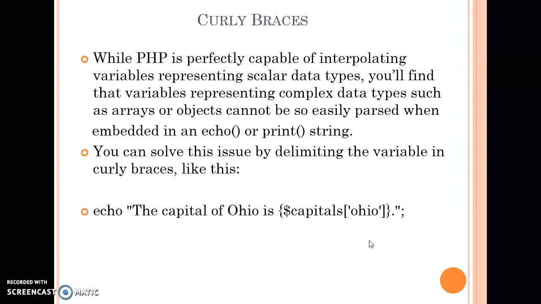Curly braces. Previously we used them for scalar data types. Complex data types such as arrays and objects cannot be easily parsed in an embedded echo or print. So curly braces are used for parsing the values. Compound data types such as arrays and objects can then be parsed easily. In this echo, the dollar variable is the representation of array format, so it interprets the values, and the array values are parsed also.